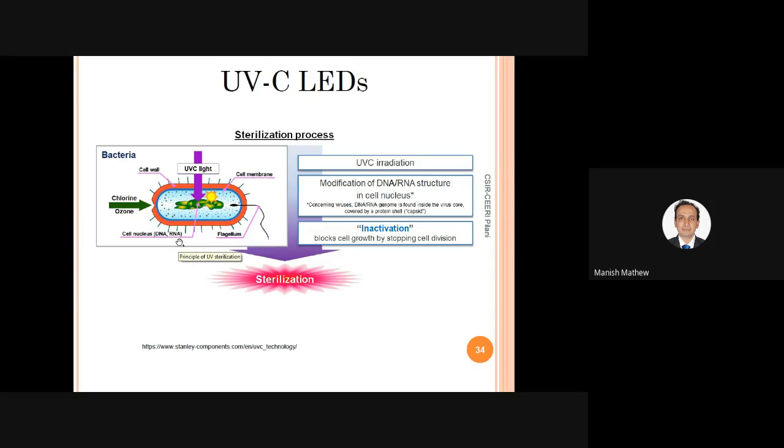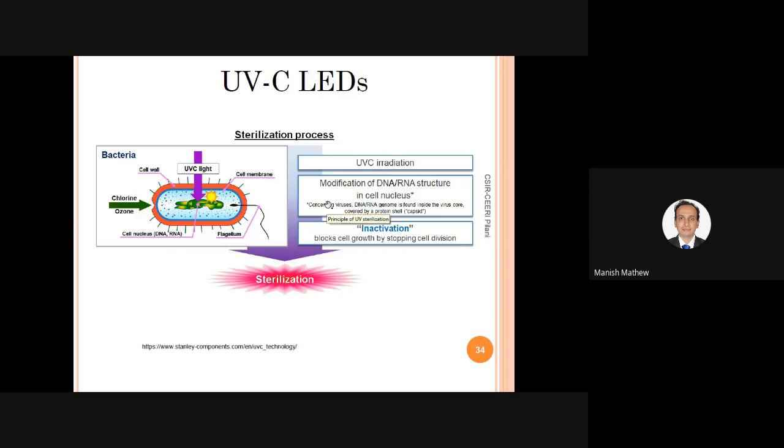RNA. Now, when you use a chemical disinfectant like chlorine or ozone, this type of disinfectant only breaks the outer wall of the cell membrane, but it doesn't penetrate inside. While the UVC light can easily penetrate inside the cell nucleus, and it can damage both RNA and DNA.